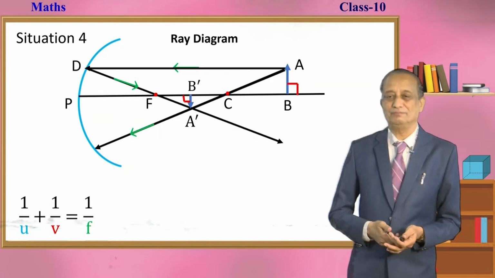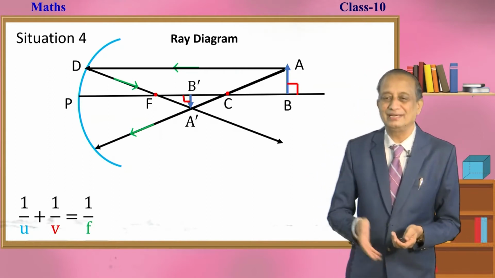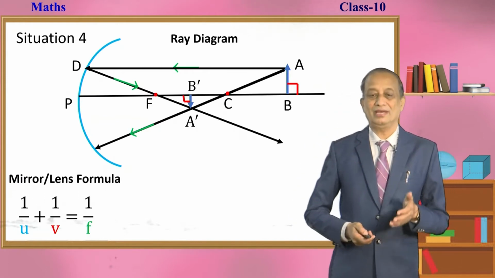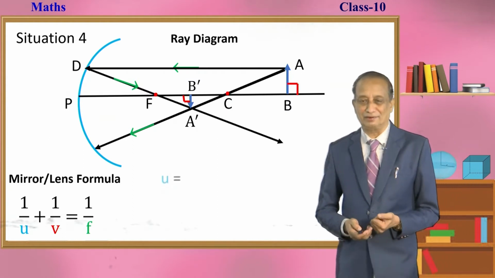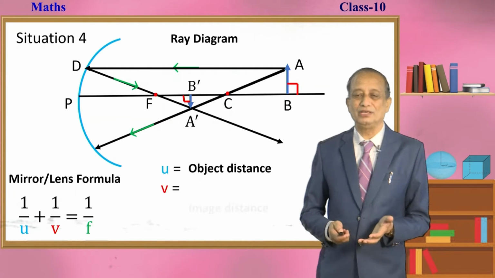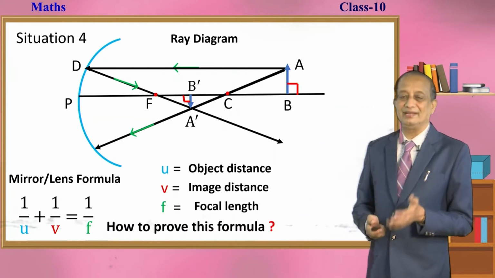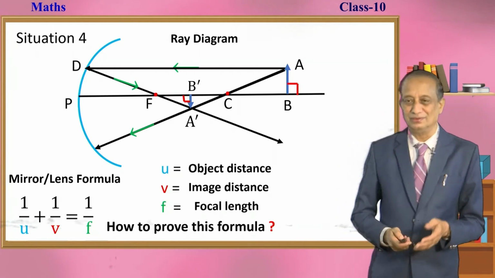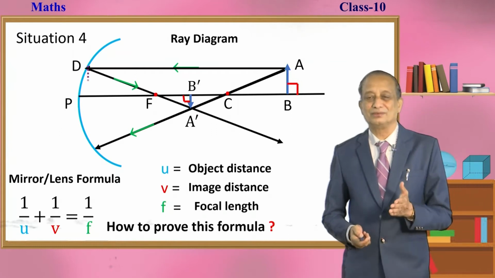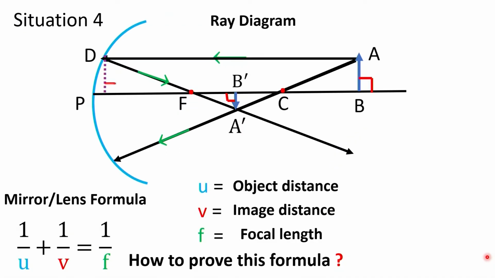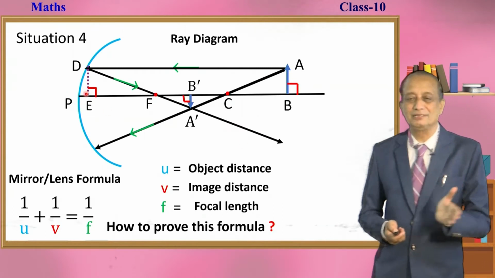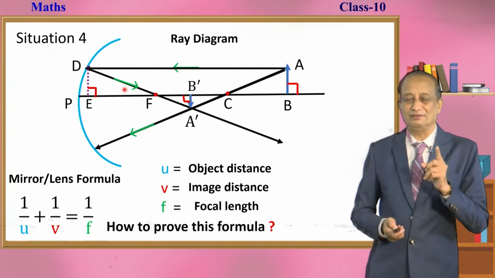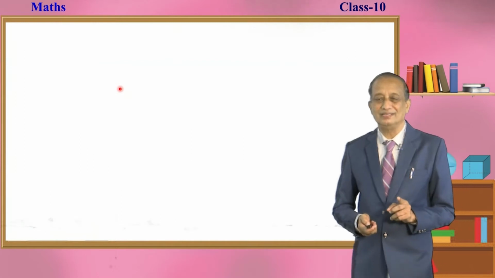Okay. You know there is a beautiful formula connecting u, v and f: 1 over u plus 1 over v is always equal to 1 over f. This is called the mirror or lens formula. What are u, v, f, children? u is object distance, v is image distance and f is the focal length. How to prove this is the challenging question for you. I wanted to give you some hint here. If you draw a perpendicular from D to the principal axis, say DE, I think some of you can think and work out the formula 1 over u plus 1 over v is equal to 1 over f.